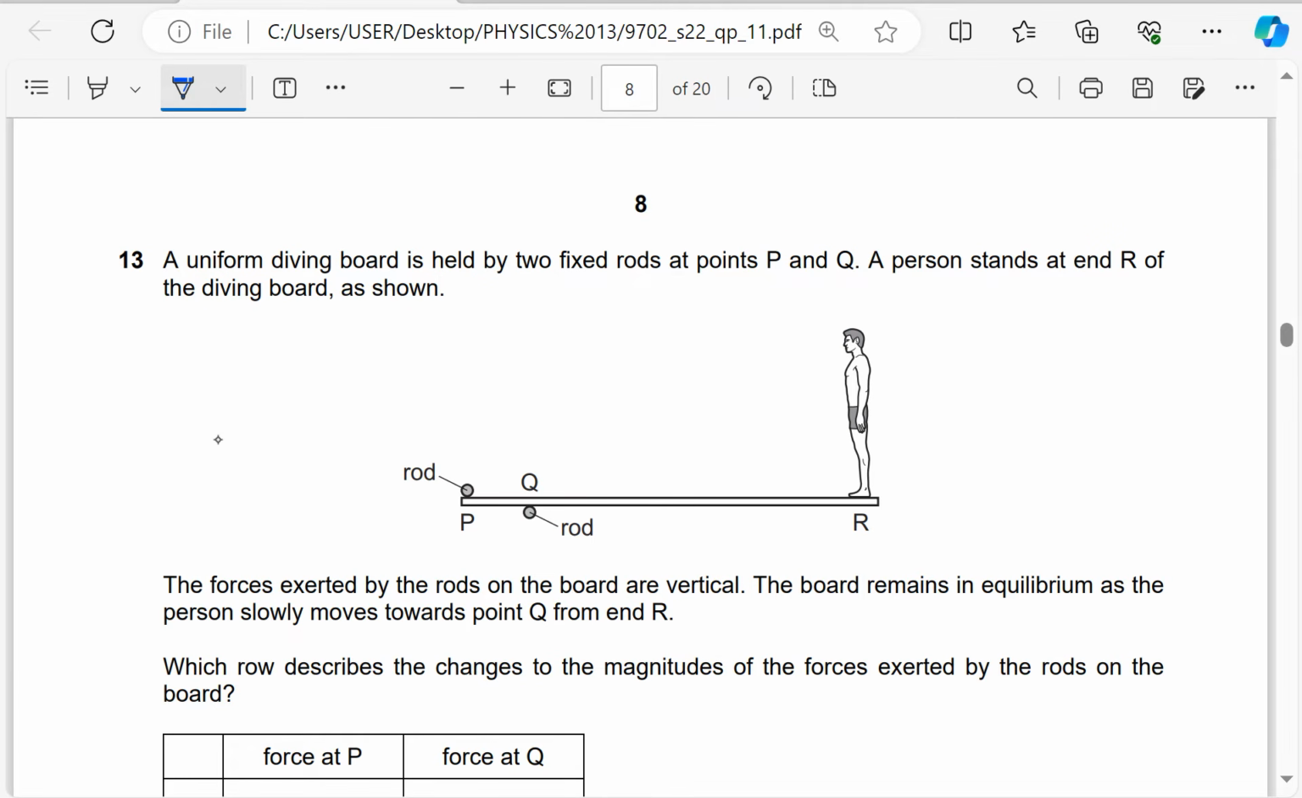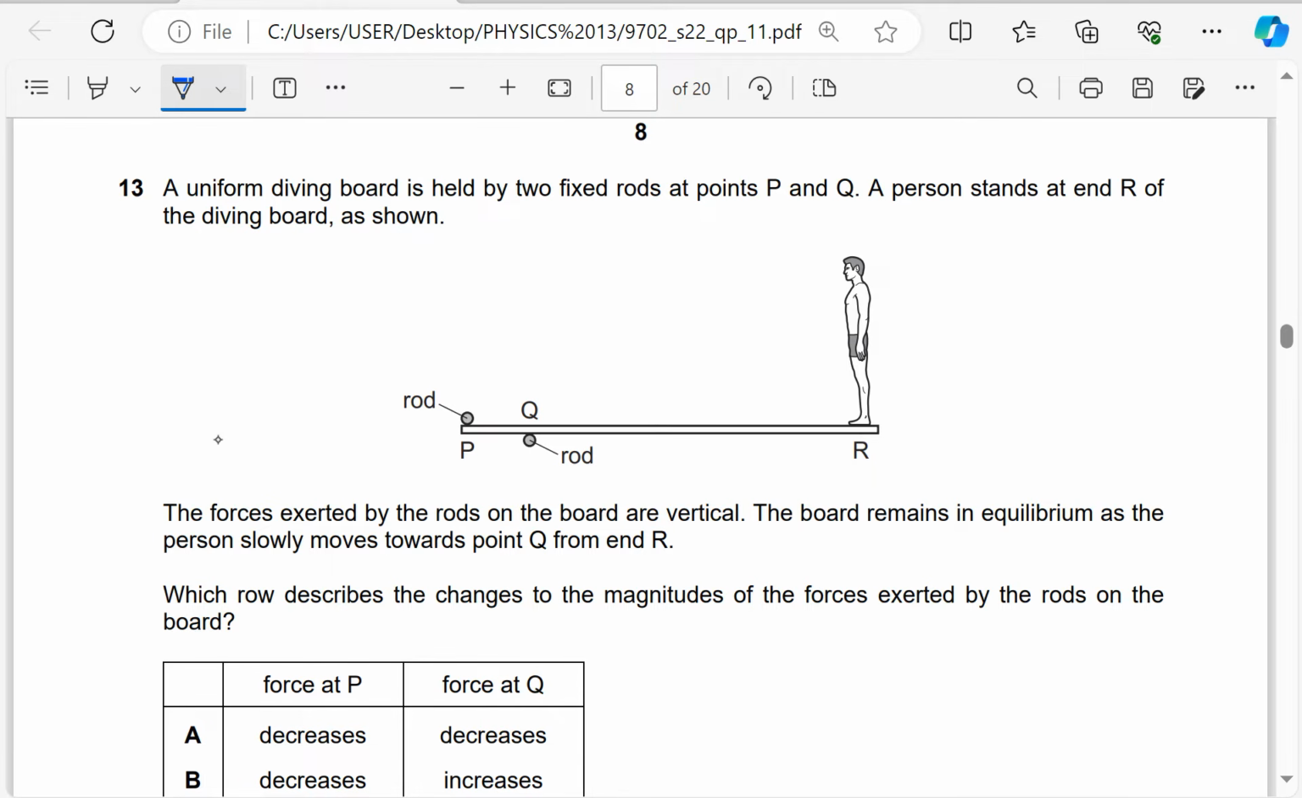A uniform diving board is held by two fixed rods at point P and Q. A person stands at end R of the diving board as shown. The forces exerted by the rods on the board are vertical. Let's first see which forces are exerted here. So at P, the rod exerts a force vertically downwards. I'll call this one F at P. Then the rod at Q exerts a force upwards. I'll call this one F at Q. The weight of the man acts vertically downwards. I'll call this one F at R.